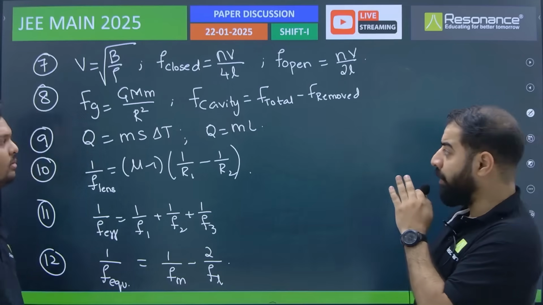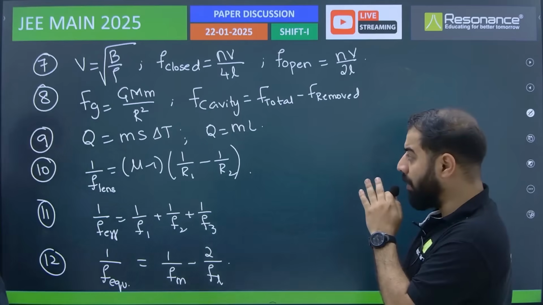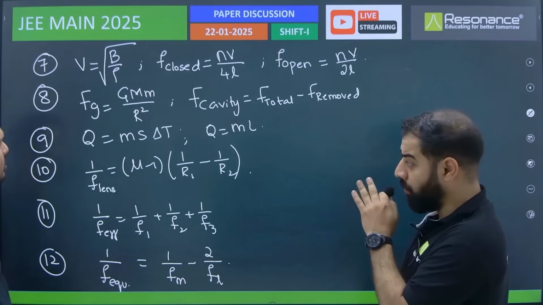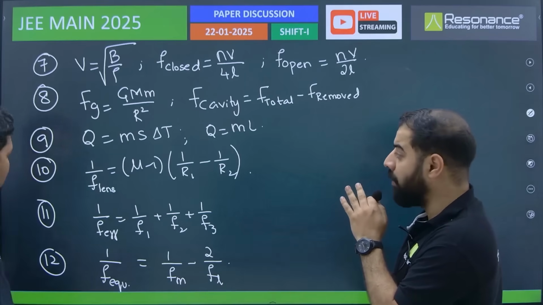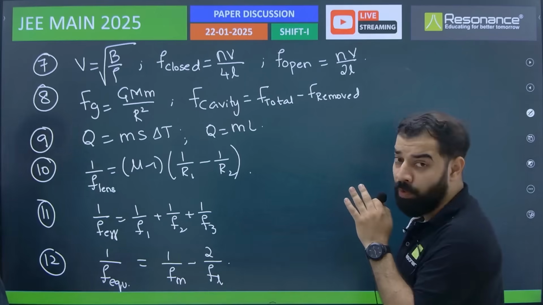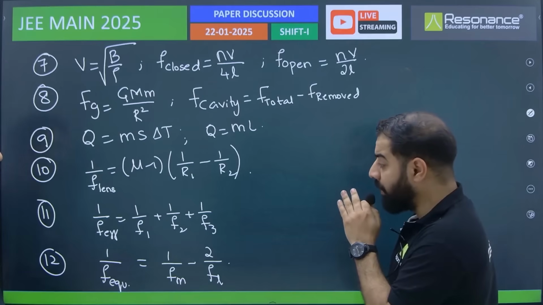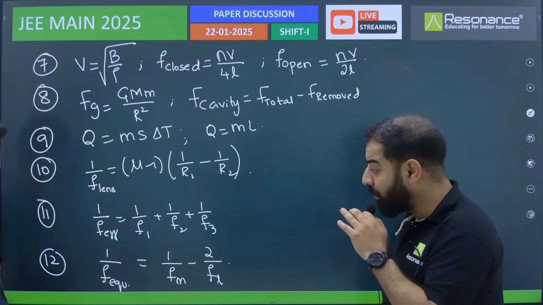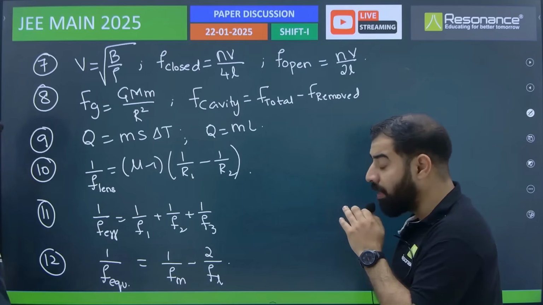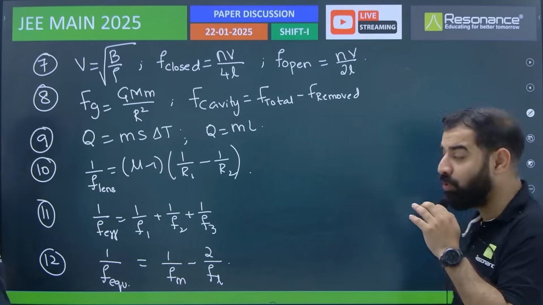Next was a gravitation-based problem, again cavity-based. Calorimetry, there was one question where the formula number 9 is on that. Number 10, there is the lens formula, right? Lens maker's formula more precisely. We had this combination of lens-based questions in this test in shift 1. We had questions on silvering of a lens, which was one of the most challenging questions.